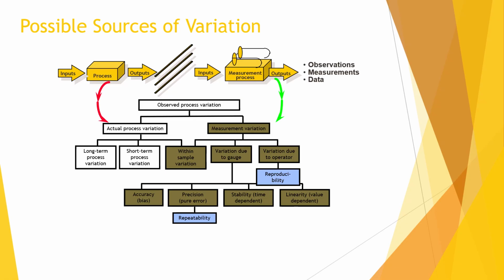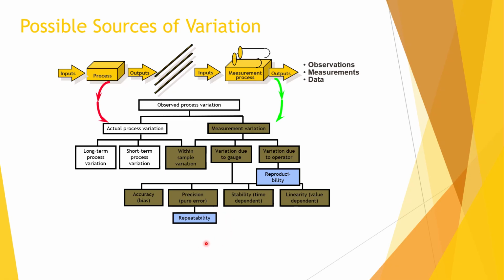So here it goes. Possible sources of variation. It could be actual process variation, but it could be measurement variation. It could be long-term process variation, short-term process variation, within sample variation, but then there could be a variation within the measurement itself. The variation is due to the gauge. Variation is due to the operator. Reproducibility, stability, time dependent, linearity, value dependent. Is it accurate? Is it precise, your measurement system? If not, we got problems.